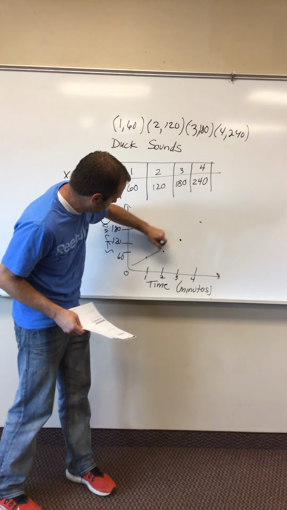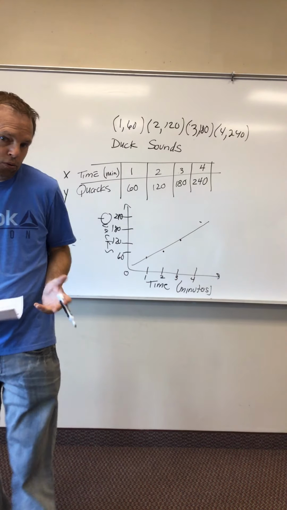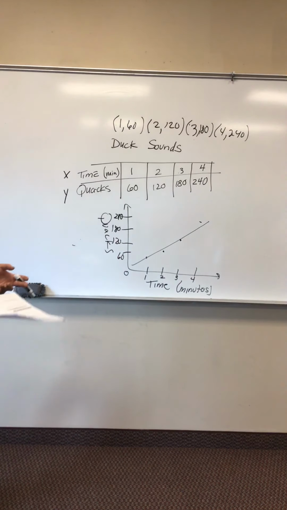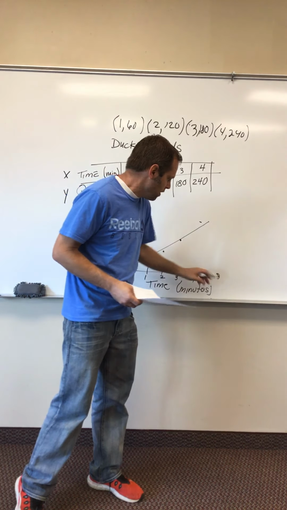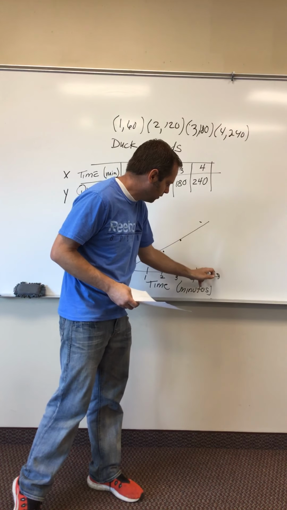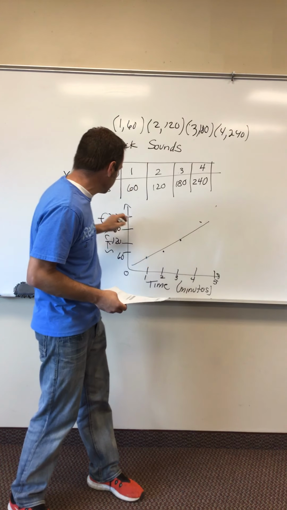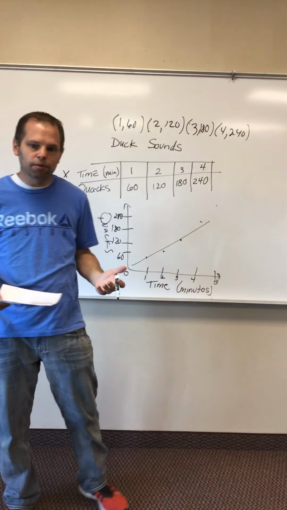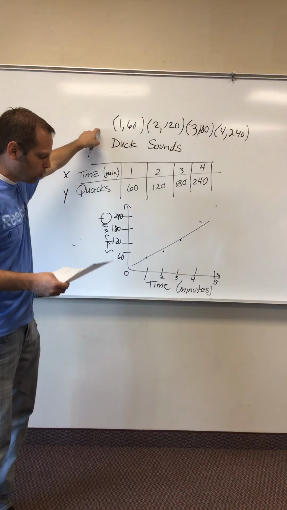What you're going to notice here is my line is moving in an upward trend, which tells me that the more minutes, the more quacks. I can actually use this graph if I follow this line. So here's 5. If I go up to 5, I could see where that meets, which would get me to 300. Okay? So for your assignment, it's going to ask you to list ordered pairs.